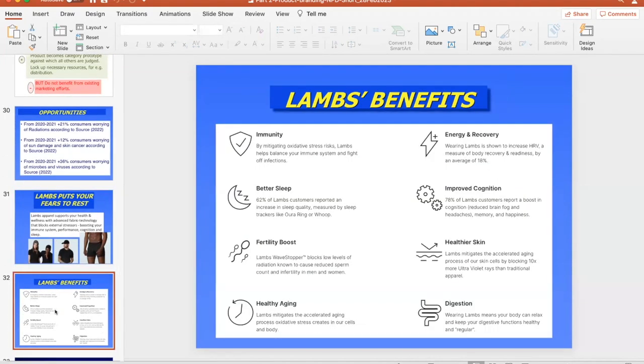Then they talk about the benefits. Benefits for immunity, benefits for better sleep, benefit for fertility boost, benefit for staying young and staying healthy longer, for having energy, recovery, improving the fact that you can remember things, feeling that your skin is healthier, and also it helps you digest. Who knows if these claims are true or not true? That's not the point. It's a big, far-fetched claim, I think.